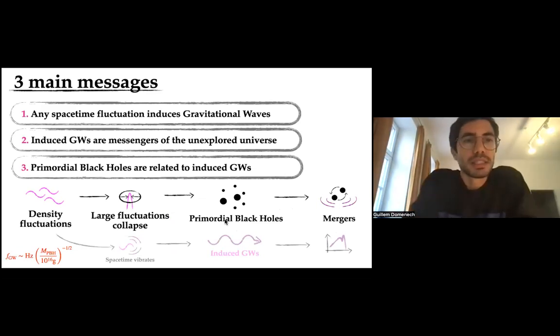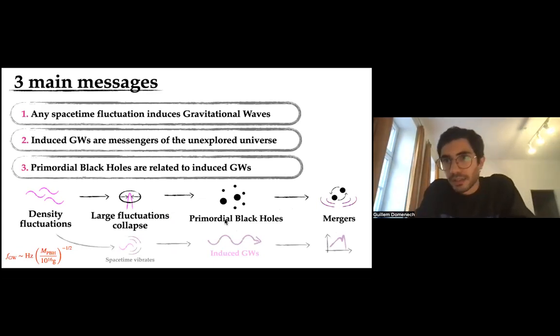And the last message is that primordial black holes are related to these induced gravitational waves. The first message was that density fluctuations generate induced gravitational waves, but some of the same density fluctuations will be large enough that they collapse and form primordial black holes. So the origin of these two observables, the gravitational waves and primordial black holes, is the same. There are some density fluctuations with a typical wavelength or typical scale, and therefore they will share some link.